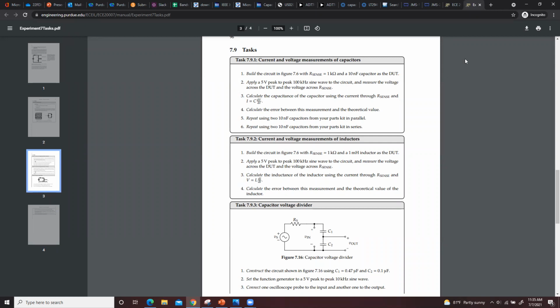First of all, what's the 10 nanofarad capacitor? The code for this, you need to check the document I sent out earlier about the resistor color code and the capacitor code, or you can just Google 10 nanofarad capacitor code. If I remember correctly, the number for a 10 nanofarad capacitor should be 103. Then you do step 5 and step 6, parallel and in series.